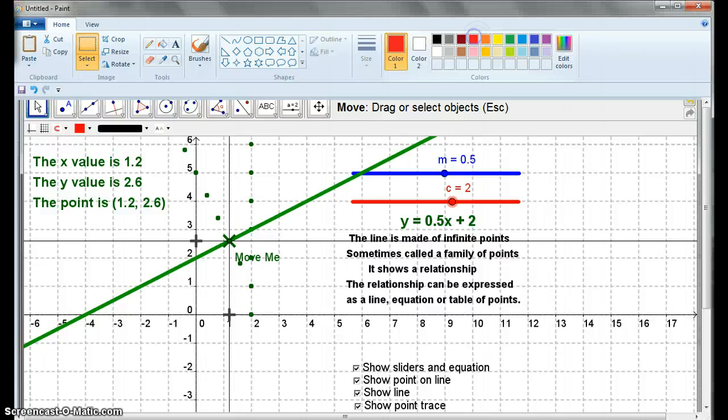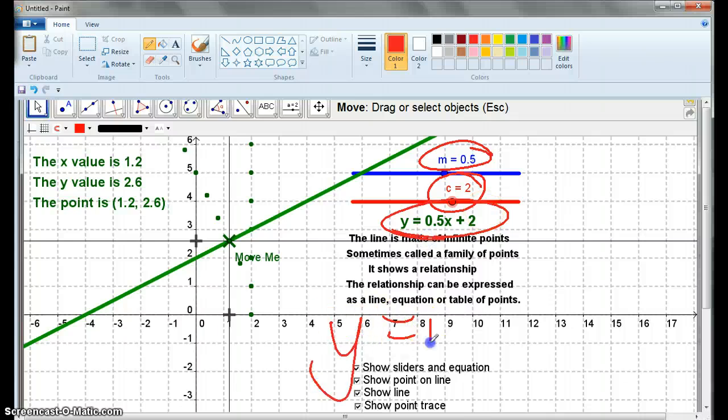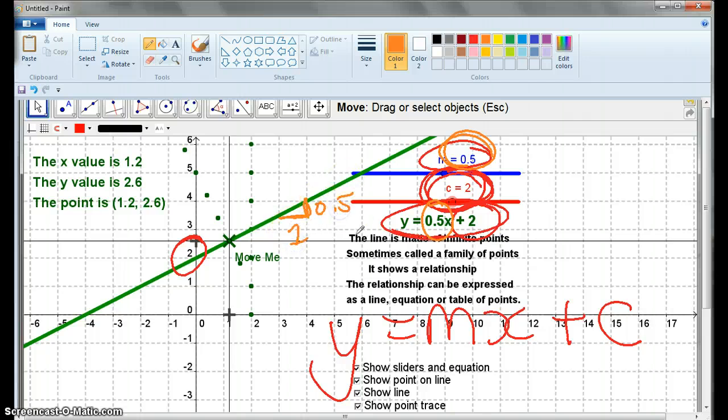What I've got there is an M and a C, and this equation is y equals whatever M is, x plus C. Okay, so whatever C is, that's the y-intercept, and whatever M is, that's the gradient. So for every 1 across, it's going 0.5 up. Is that making sense? Yeah? So we know what gradient is.